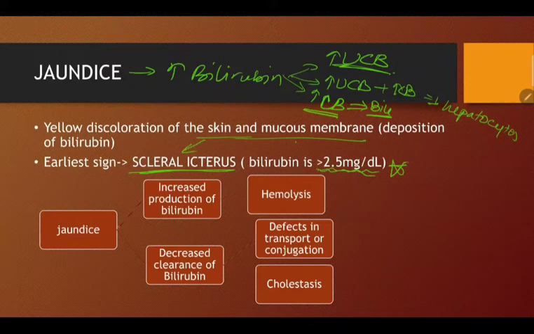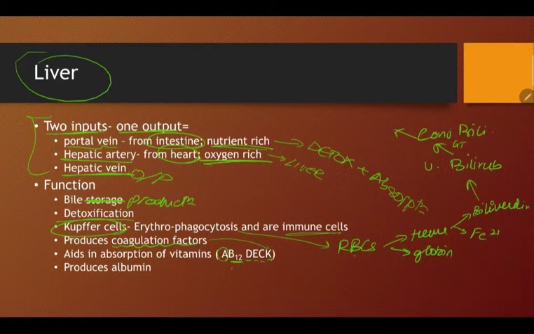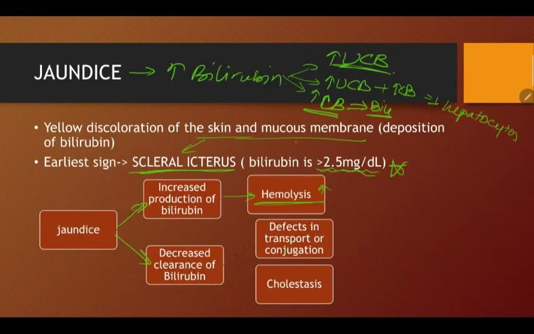So jaundice can either be caused because of an increased production of bilirubin or a decreased clearance of bilirubin. Why do you have an increased production? Increased hemolysis. As I showed, RBCs break down into heme, globulin, biliverdin, bilirubin, which gets unconjugated, conjugated, right? And decreased clearance of bilirubin is because of either defects in transport or conjugation.